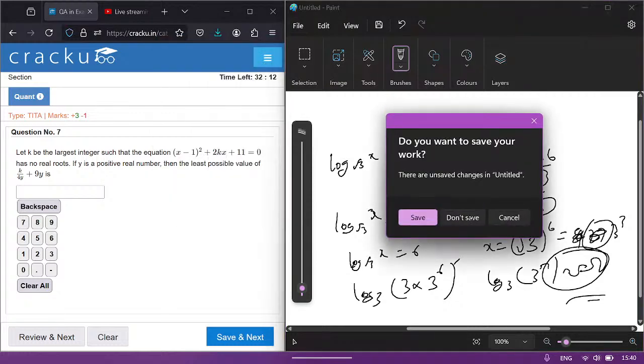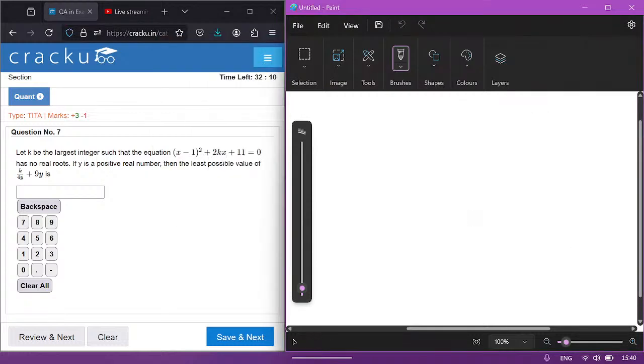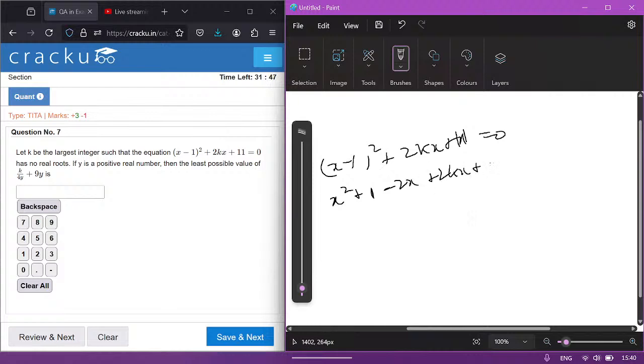Let k be the largest integer such that... Okay, I think we can do this because this is a simple formula. I hope this is a simple question. If it is not, we will just skip it. So for this, first we'll simplify this. 1 minus 2x plus 2kx plus 11 is equal to 0. x square plus x(2k minus 2) plus 12 is equal to 0.